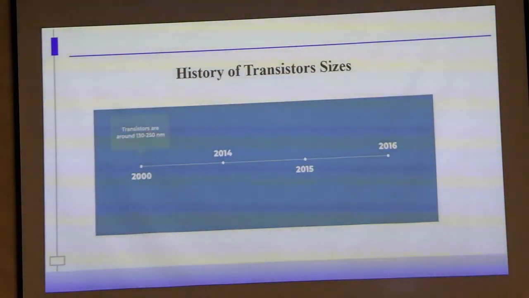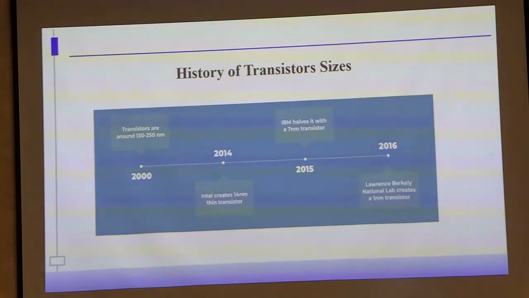When we are talking about transistors, how is the research moving here? In 2000, the size of the transistor was around 130 to 250 nanometers. By 2014, the size of the transistor was around 40 nanometers, developed by Intel. By 2015, IBM invented a transistor with a size of 7 nanometers. And in 2016, you will not believe it, you have a transistor with 1 nanometer size.